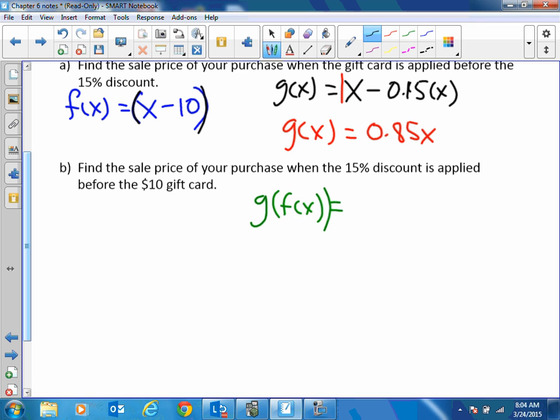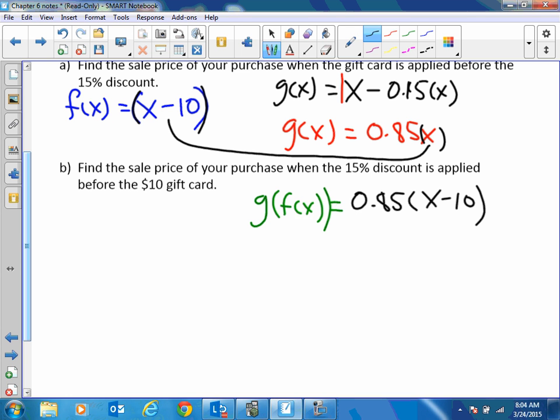So what we're going to do is write that. We wrote g of f of x, and we plug in x minus 10 for the x in g of x. So it would be 0.85 times (x minus 10). We could just leave it like that for right now, and we'll write it out.